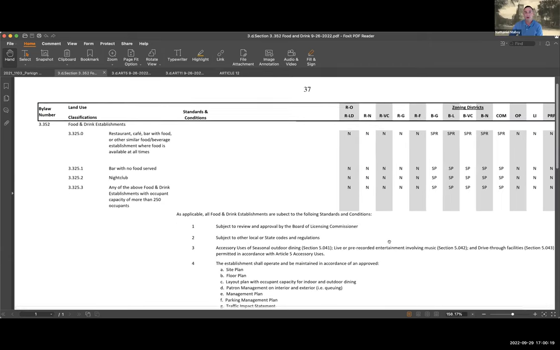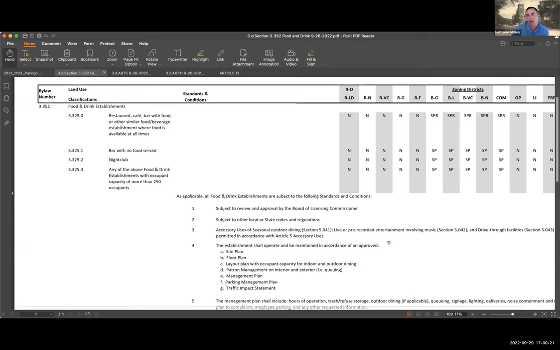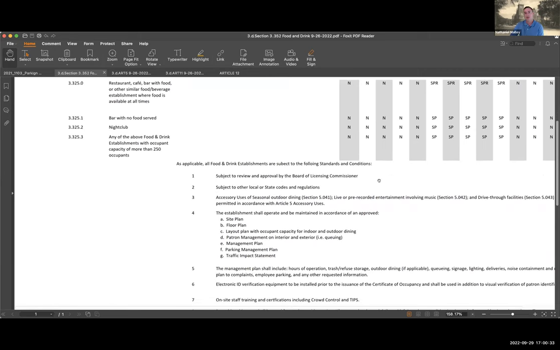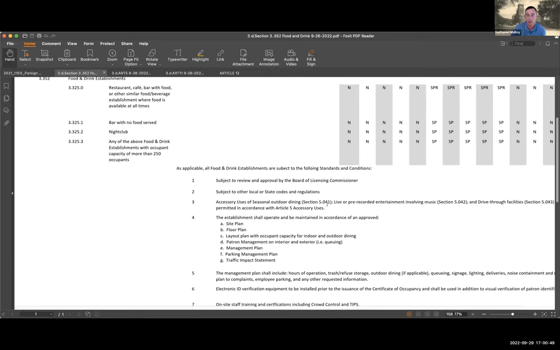All right. So what we have now with restaurants and certain uses in the bylaw is a set of standards and conditions that, because it's in the bylaw, we say as applicable, every applicant has to meet. And so we're saying that as applicable, everyone needs approval by the Board of Licensing Commissioner. They're subject to other state and local codes and regulations. And this is where we reference accessory uses. So outdoor dining, live or pre-recorded music, or a drive-through facility would be considered accessory to the restaurant or bar use.